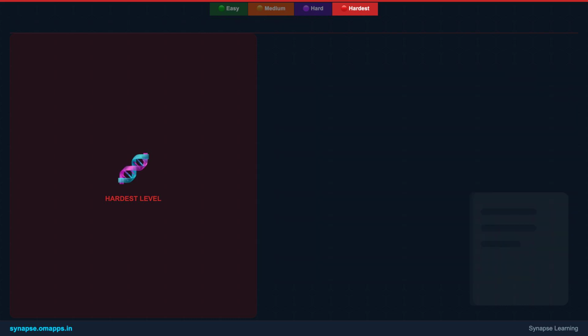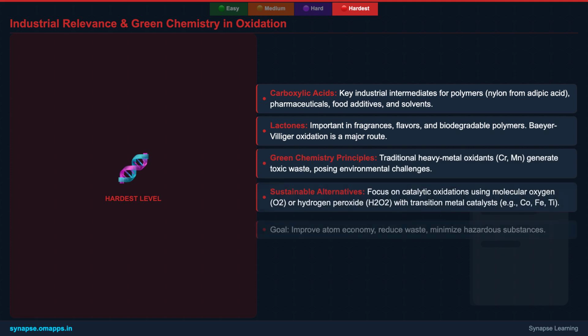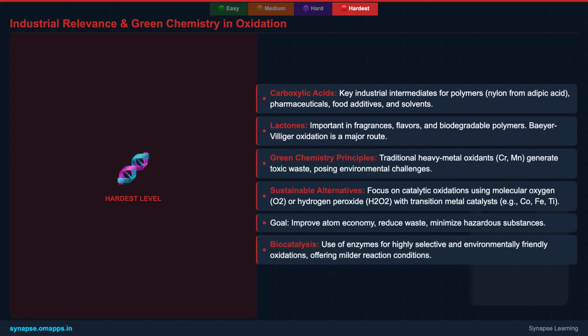fragments. The products of aldehyde and ketone oxidation, primarily carboxylic acids and lactones, are far from academic curiosities, they are foundational to countless industrial processes. Carboxylic acids, for example, are essential building blocks for polymers like polyesters and polyamides. Think of nylon, which relies on adipic acid, often synthesized from cyclohexanone oxidation. They're also crucial in pharmaceuticals, food additives, and as solvents.